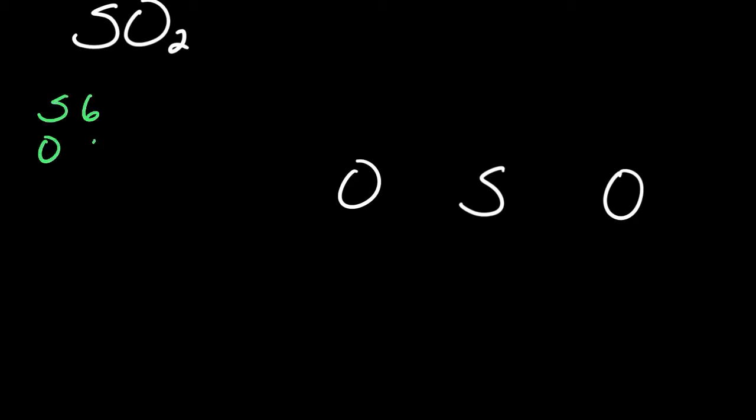All right, up next is sulfur dioxide, SO2. We're going to do the same thing. We're going to arrange our atoms, so sulfur in the middle, oxygen on either side. Then I'm going to add up the valence electrons in this structure. Sulfur and oxygen are in the same group. That means they each bring 6 valence electrons for a total of 18 electrons in this structure.